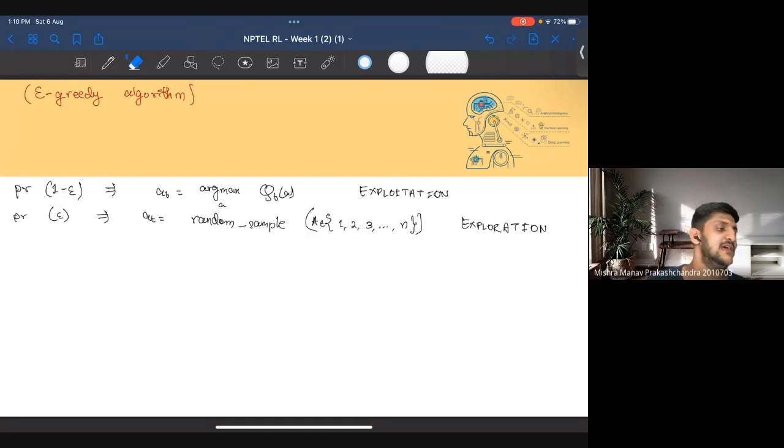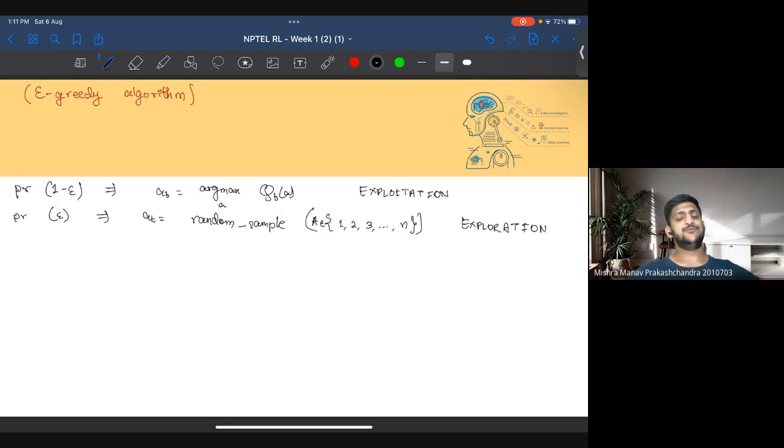Whenever you're doing this random sampling, going with the exploratory action, it might so happen, because it's a stochastic process, that you again end up selecting the best action, because it says random sample. You might again come back to the best action. So it's some sort of a nuance in how you deal with it. You say that instead of doing exactly a random sample, you do a random sample of the non-optimal actions.